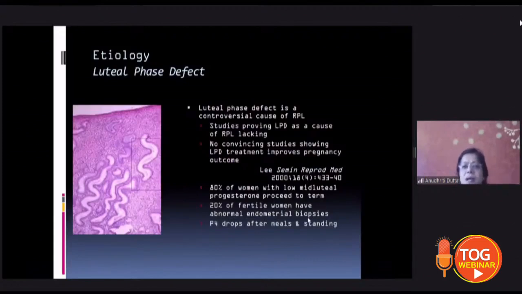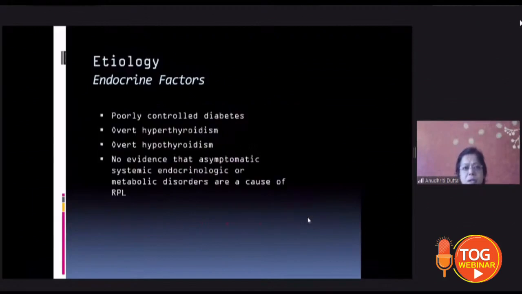Now, LPD, again, they are saying it's controversial because there are studies which have shown that 80% of women with very low progesterone proceed up to term, and then 20% of fertile women will have abnormal endometrial biopsies even though they are well fertile, and the progesterone level can also keep changing.